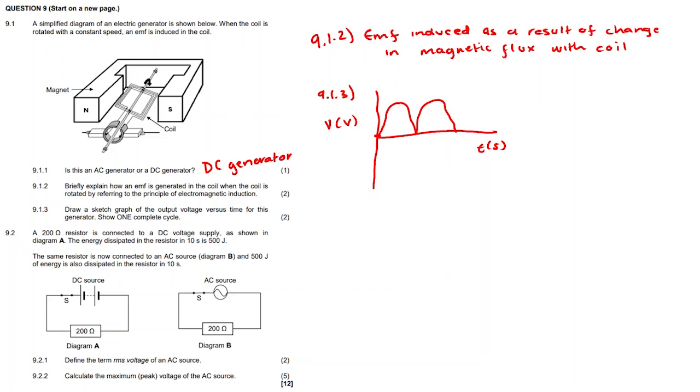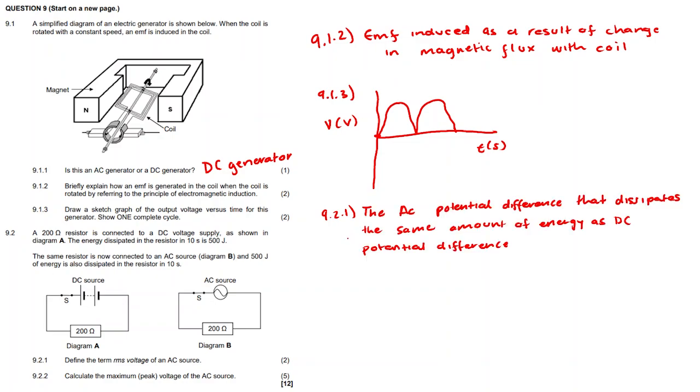Question 9.2.1. Define the term RMS voltage of an AC source. The AC RMS is the potential difference which dissipates the same amount of energy as a DC potential difference. That's what the term RMS voltage means.